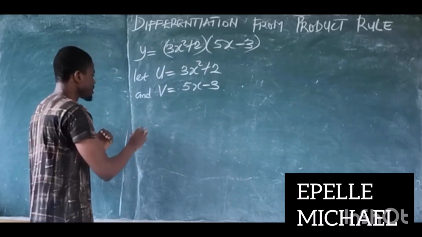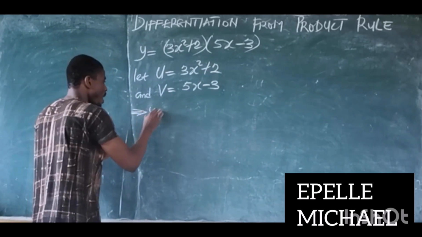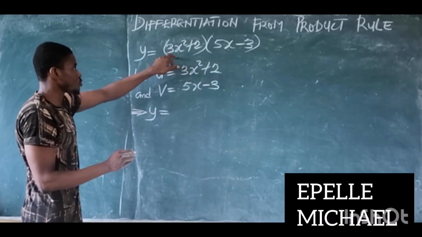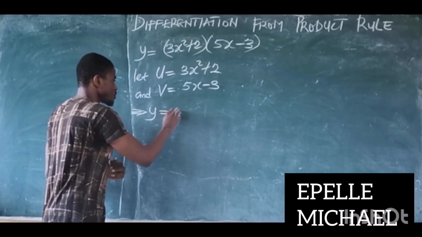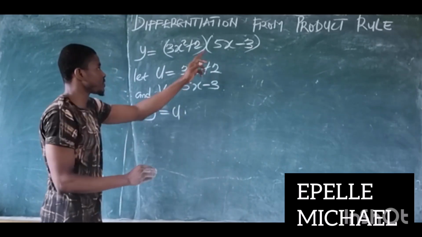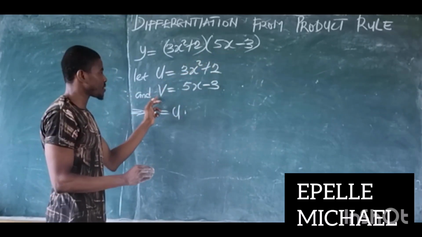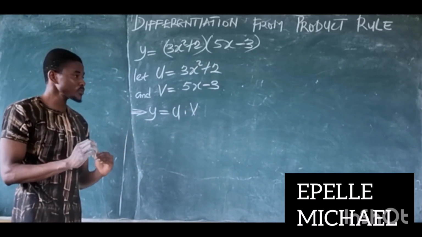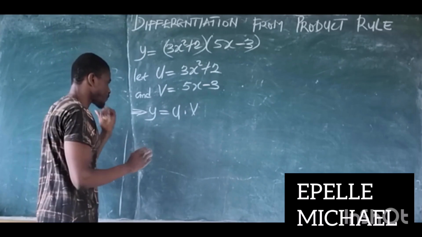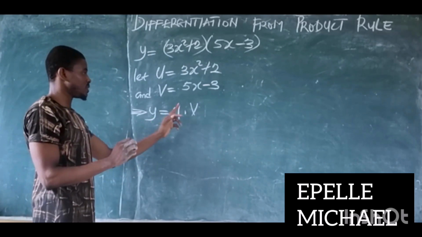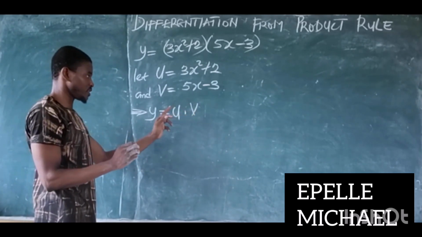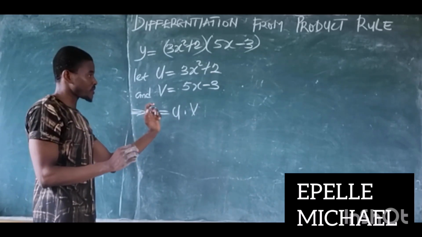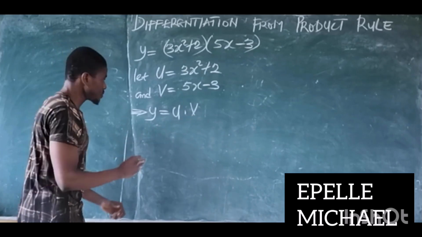It automatically now means that y itself is now what? In place of 3x squared plus 2, I simply call it u. So it's now u dot, and in place of 5x minus 3, I simply call it v. So this is now what? A product rule. Alright. So which means from the rule, keep u, differentiate v, plus keep v, differentiate u. So I have to differentiate u with respect to x. I also have to differentiate v with respect to x.